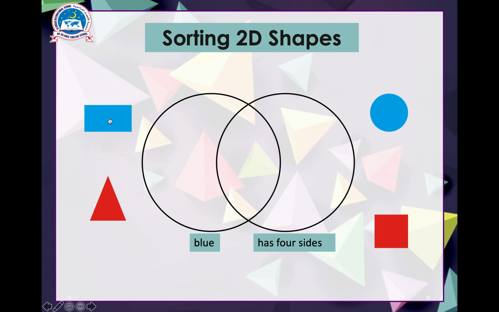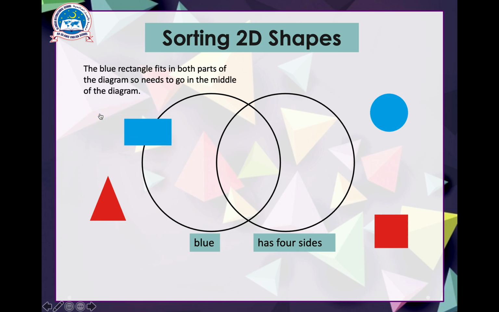Let us start with this rectangle over here. Does the rectangle have 4 sides? Yes, it does. And is it blue? Yes, it is. So we're going to put this rectangle here in the middle because it is both blue and it has 4 sides.